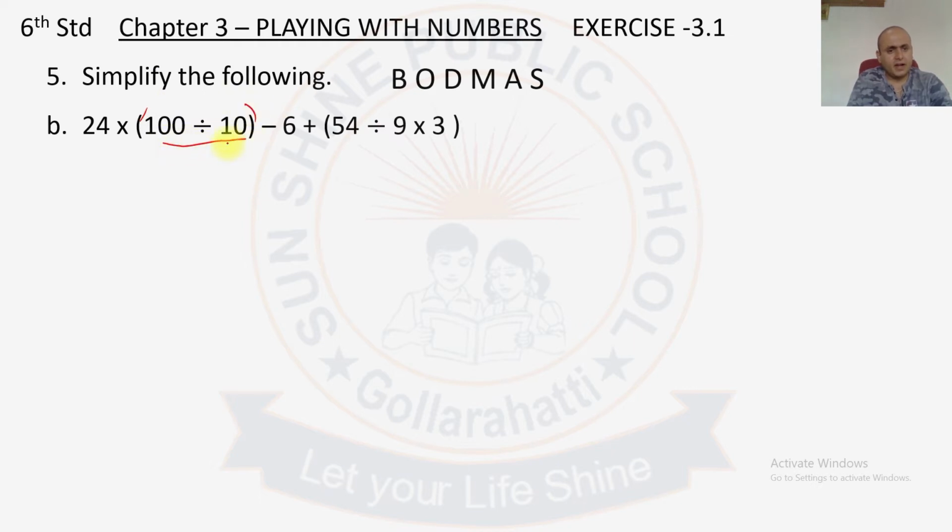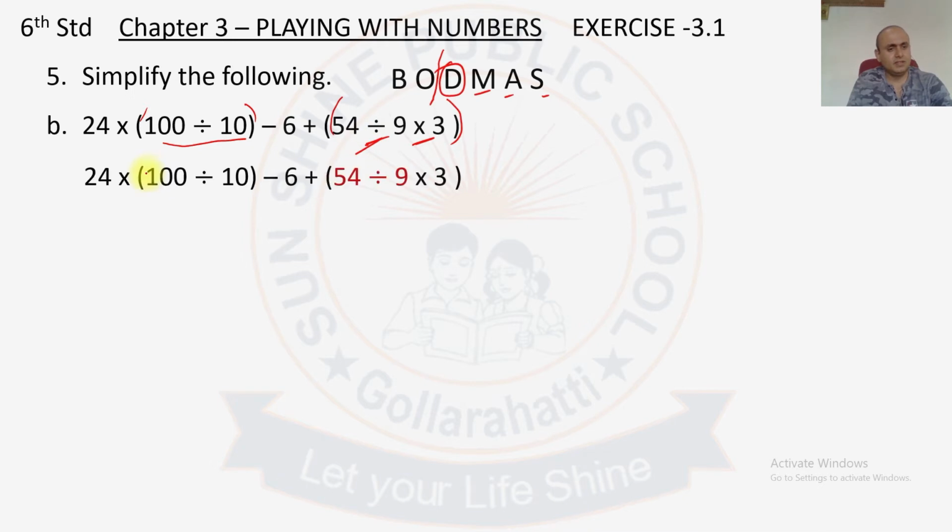Inside the bracket, they have asked to divide. Here they have given one more bracket, and they have asked to divide and multiply. There is division and multiplication inside the bracket. So according to BODMAS, you have to divide first. Let us solve it: 24 into 100 divided by 10 minus 6 plus 54 divided by 9 into 3. Here you got division and multiplication, so you should divide first according to BODMAS rules. Let us divide 100 divided by 10 and 54 divided by 9.